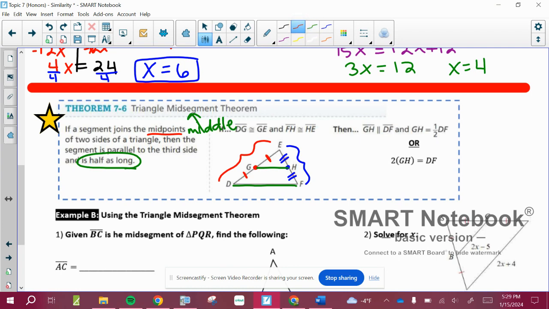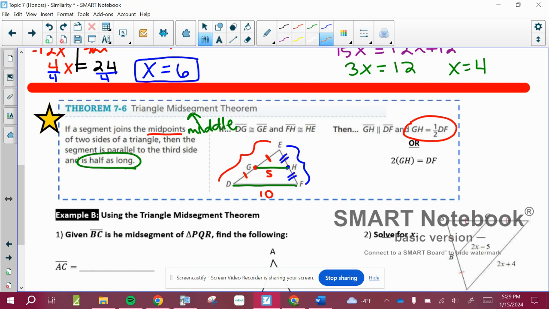So for example, if I know that the base of this triangle is 10, the mid segment has to be half as long. It would be 5. So that would be this formula. You could take half of the base is equal to the mid segment.